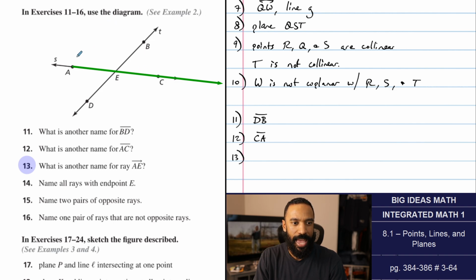However, notice that A is, once again, an endpoint. It doesn't have an arrow. It begins here, goes through here, and continues collinearly with C. It goes through C, and that's important. That's what we're going to talk about. And it goes forever in that direction.